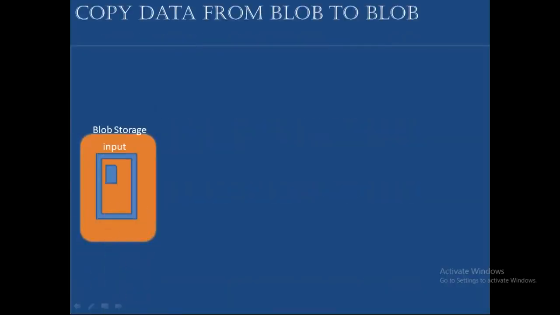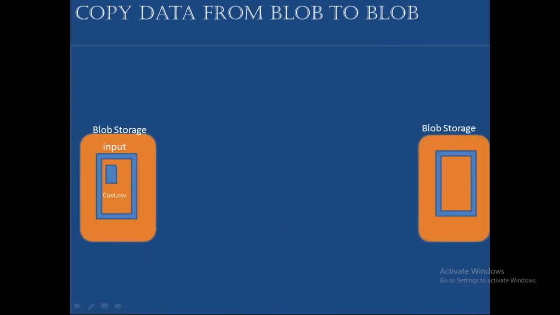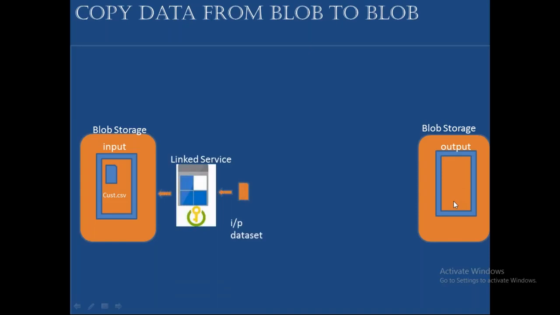Okay, so all these things. I want to move data from blob to blob. In the input container, I have custody.csv. This file I want to move into the output container. We will create a linked service, then we will create a dataset which refers to your input container. Then I will pick the files and copy this data. Where do you want to copy this data? I want to copy into the output container.